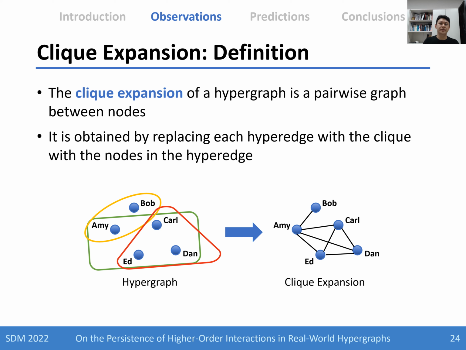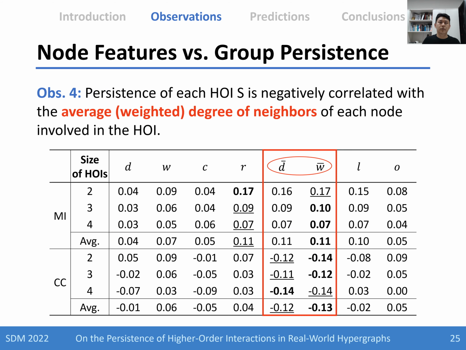The Clique expansion of a hypergraph is a pairwise graph between nodes, and it is obtained by replacing each hyperedge with the clique with the nodes in the hyperedge. On average, the mutual information is largest for the average degree of neighbors, but they are negatively correlated with the persistence. Our findings are supported by the average mutual information and correlation coefficients in this table.